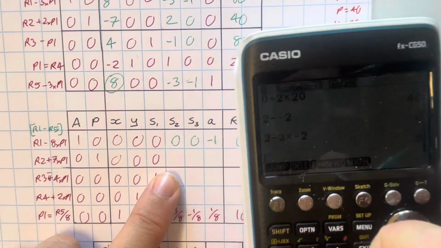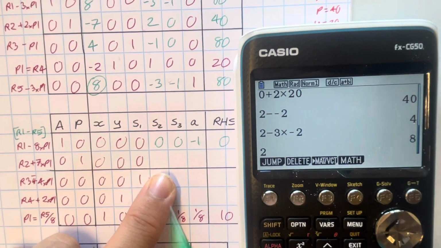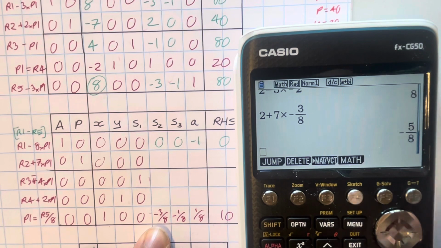All right, row 2. So row 2, we've got the number 2. We're going to plus 7 times the pivot, and the pivot was minus 3/8. So that gives us minus 5/8.